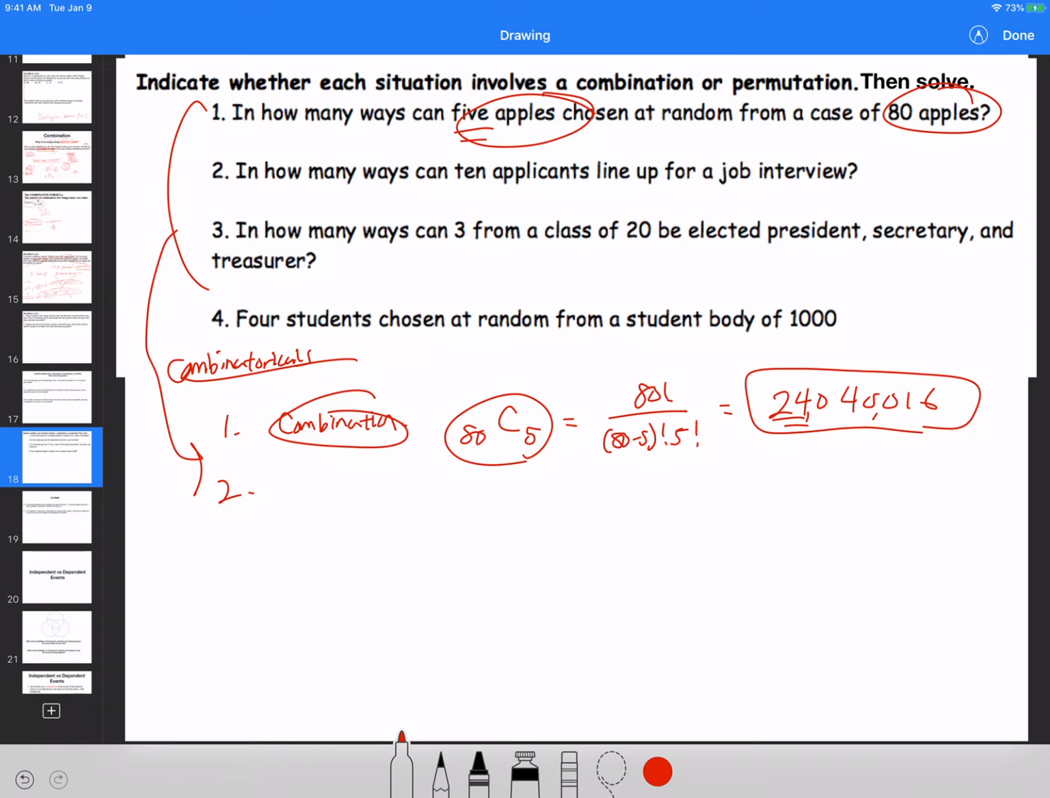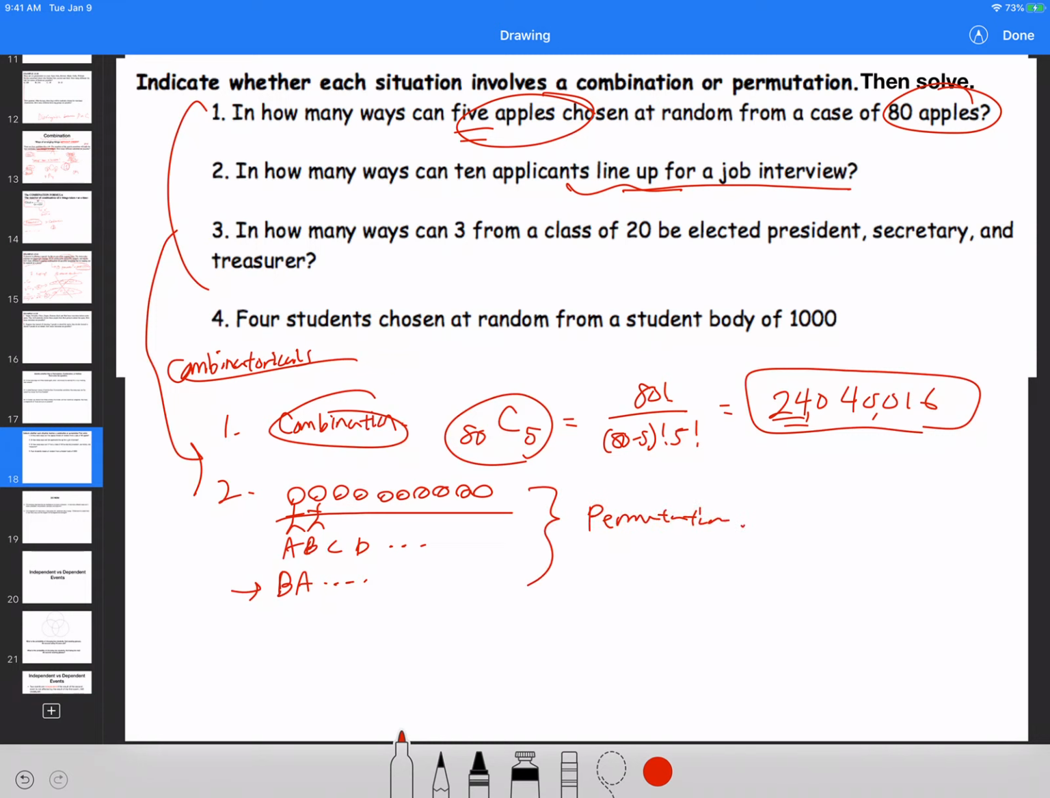Number 2, how many ways can 10 applicants line up for a job interview? Whenever we're talking about lining up, A, B, C, D and so on, that's one way to line up. But if we switch up the first order, because we're talking about a singular linear fashion, this is counted differently, which means it's a permutation question. It's 10P10. So you can either do 10P10 or 10 factorial, which should give you 3,628,800. That will be how many ways it could be.